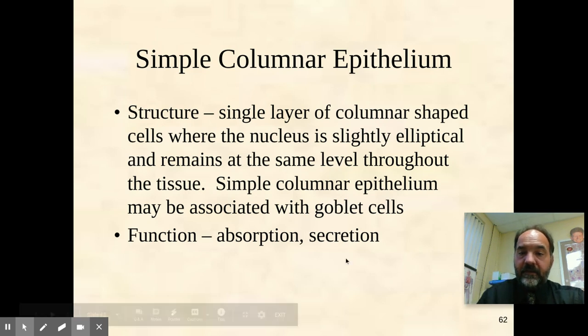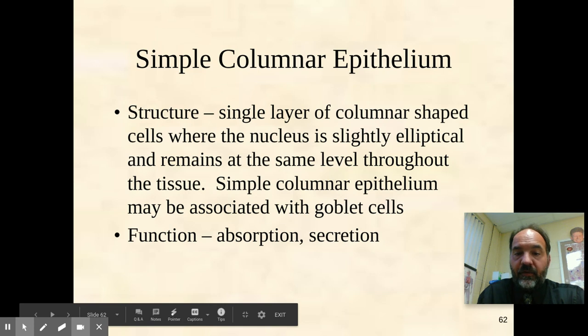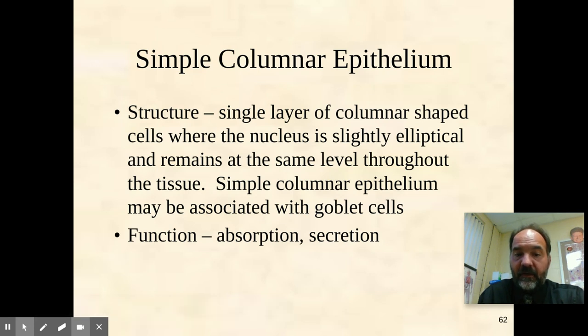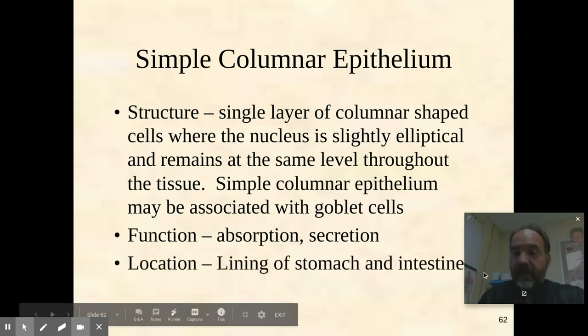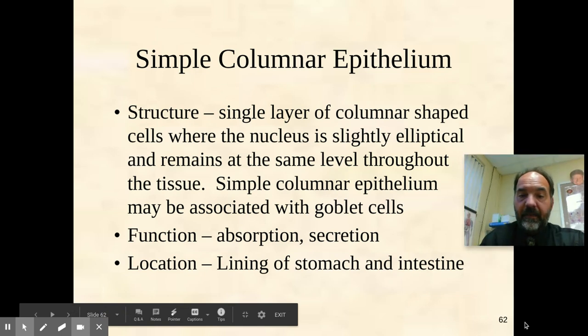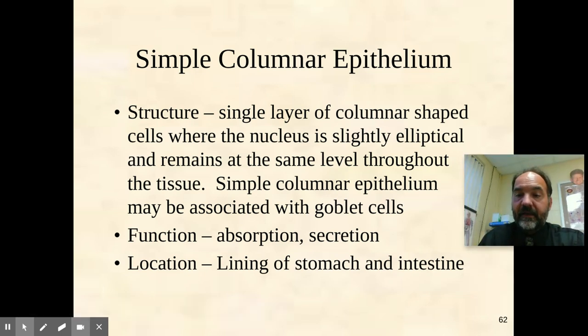And secretion, yes, but it's secretion of mucus by the goblet cells. Okay, secretion of mucus by the goblet cells is a primary function, not necessarily secretion of hormones like the cuboidal cells do. This secretion we're going to say is very specific to the goblet cells. Okay. And location for simple columnar is lining of the GI tract, the gastrointestinal tract, starting at the stomach. So the stomach and the small and the large intestine are lined with absorbing simple columnar epithelial cells.